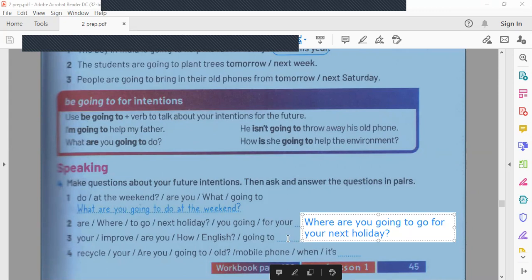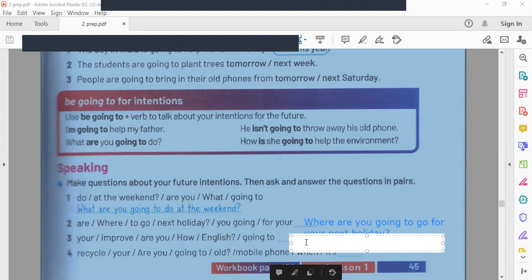Okay. Number 3: how are you going to improve your English? Okay. I want to write it here. How are you going to improve your English?